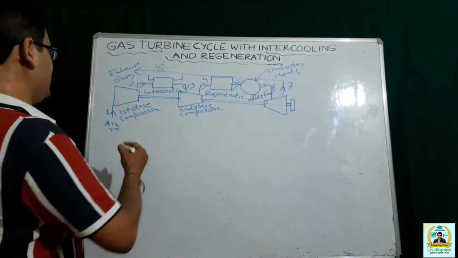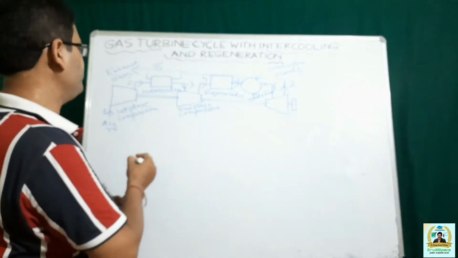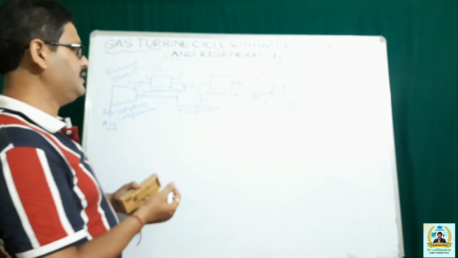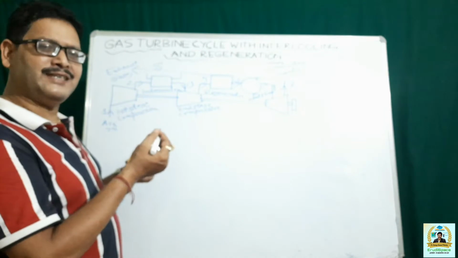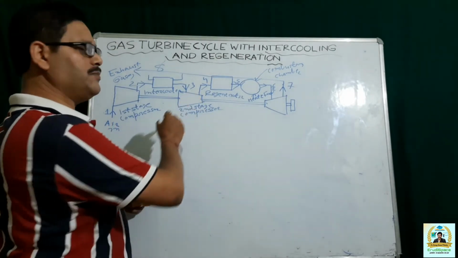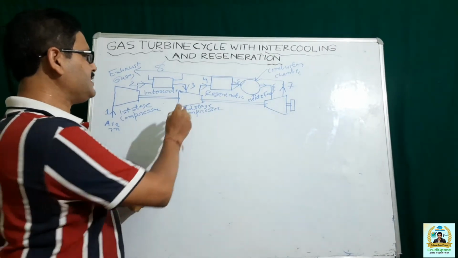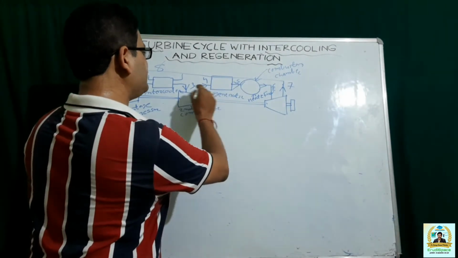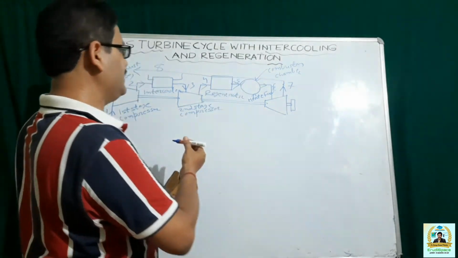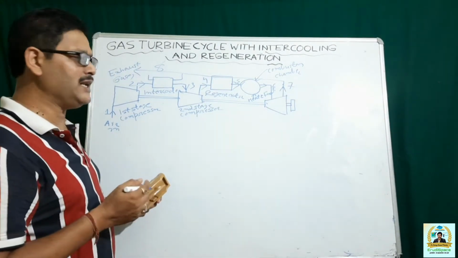So first of all, air is taken in and it is compressed to an intermediate pressure in the compressor. Then it is taken to the intercooler. In the intercooler it is cooled, its temperature is significantly reduced, and then it is taken to the second stage compression, where it is compressed to a higher pressure. After that the air is made to pass through the regenerator, where it receives heat from the exhaust gases, thereby some portion of the waste heat is utilized.